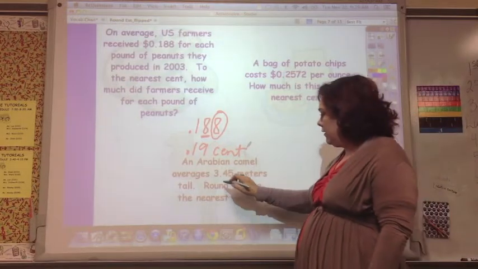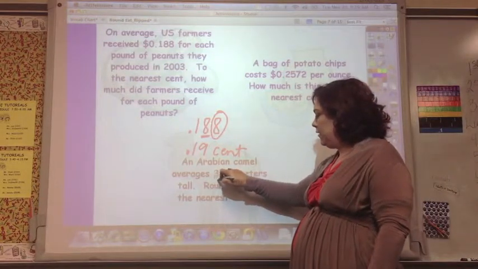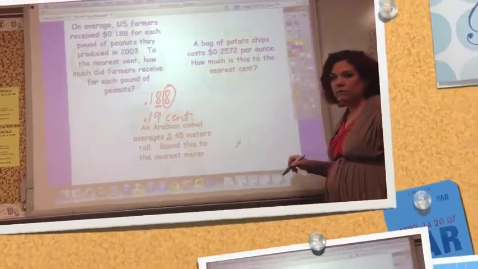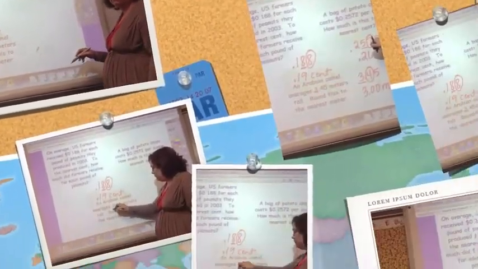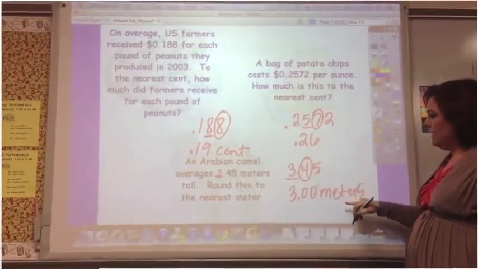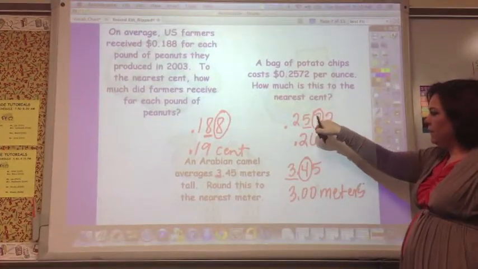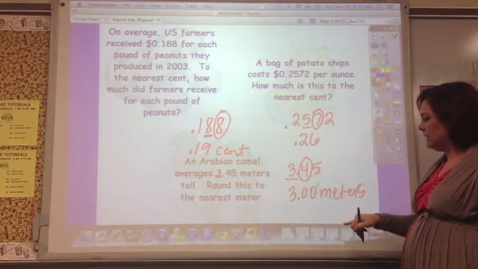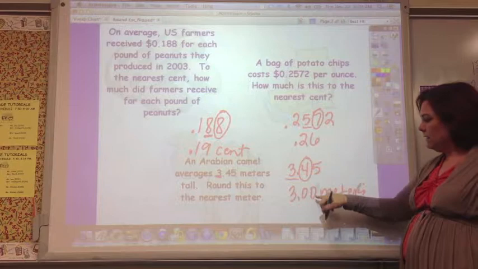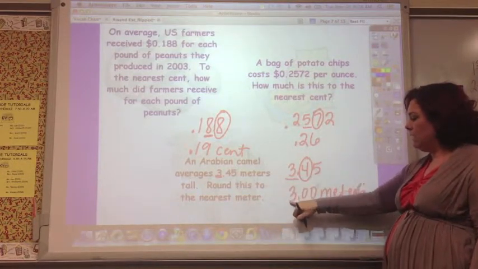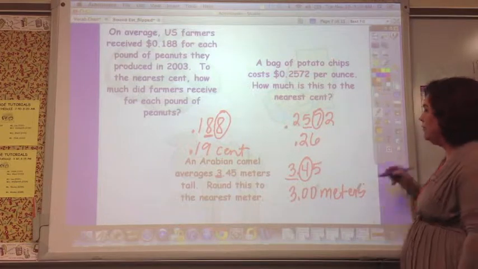Nearest meter, this is going to be the nearest meter. So this is going to be 26 cents. And so the 5, look at the 7. 7 says 5 go up, so 26 cents. And this, the 4 says to the 3, stay the same. So 3 stays the same, 3 meters.